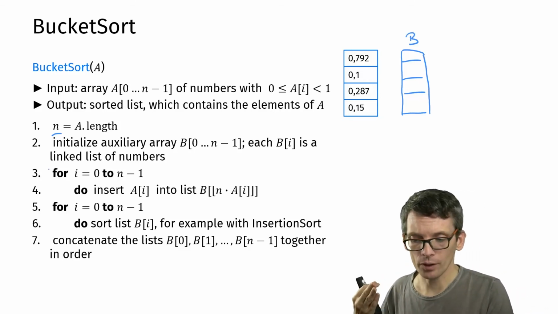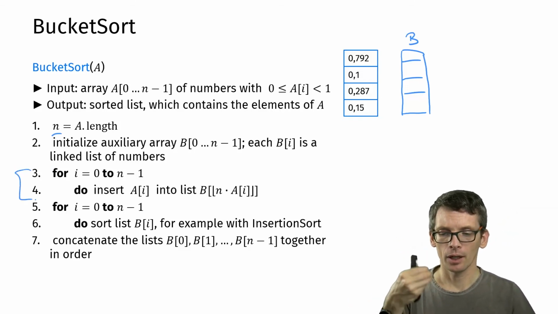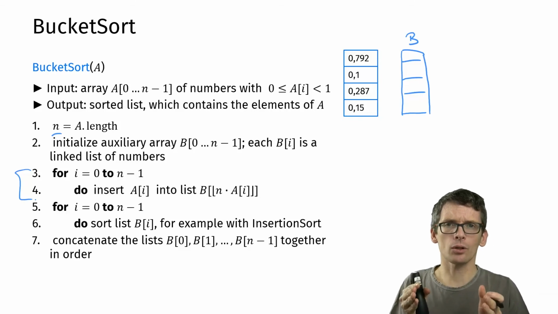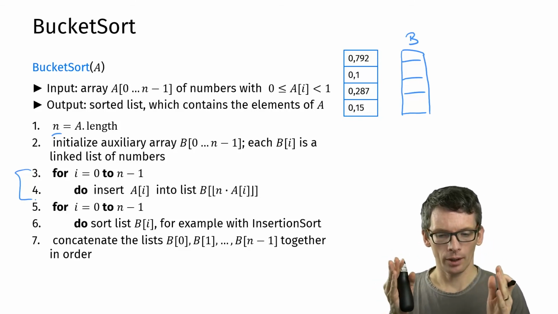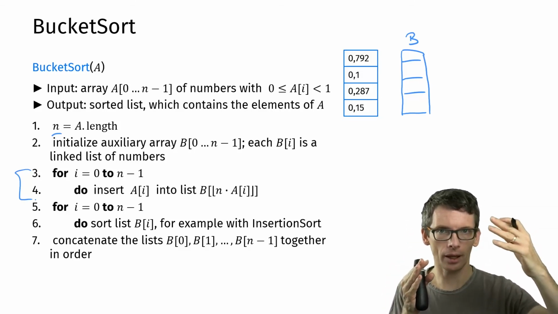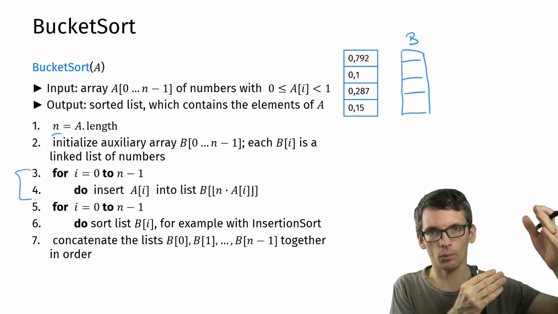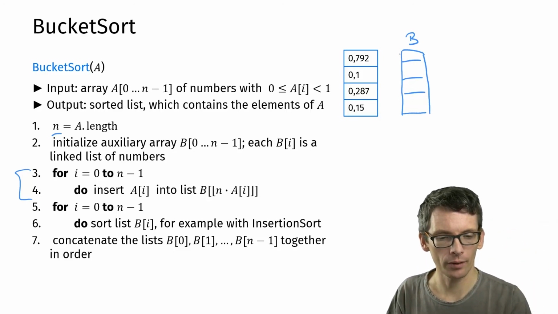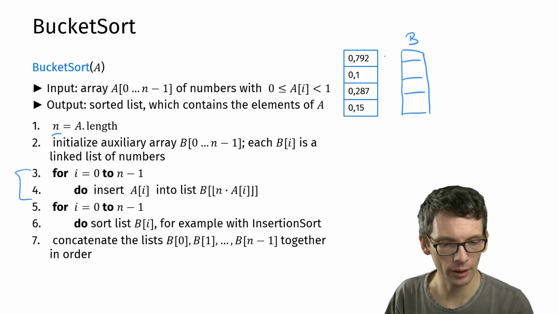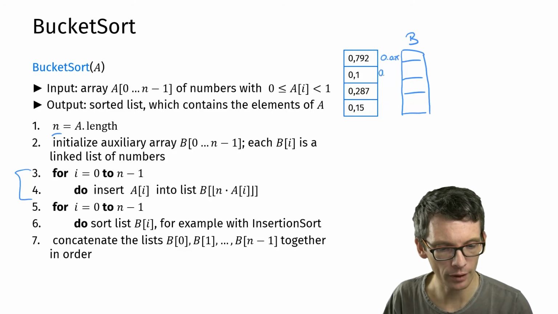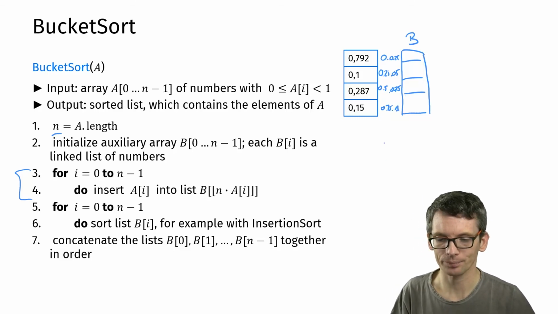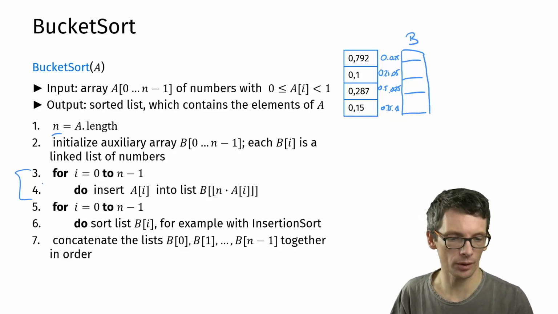So this is now B. And here we have this loop where we insert A[i] into the list. And this is where we use a floor function, floor of n times A[i]. So what does this do? A[i] is between 0 and 1. If I multiply it with n, I get a number between 0 and something smaller than n. If I round it down, that brings me exactly into the interval that corresponds to that number. So here the first interval is between 0 and 0.25, then the interval 0.25 to 0.5, 0.5 to 0.75, and 0.75 to 1, always not including the last number. So this is what this loop does. It simply throws the numbers into this array B.